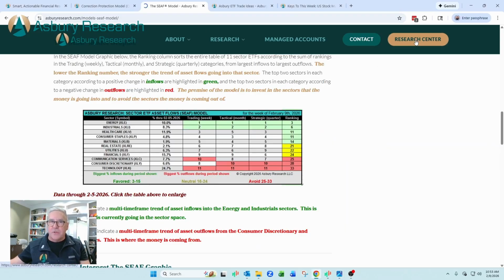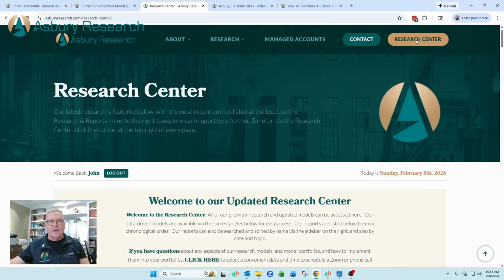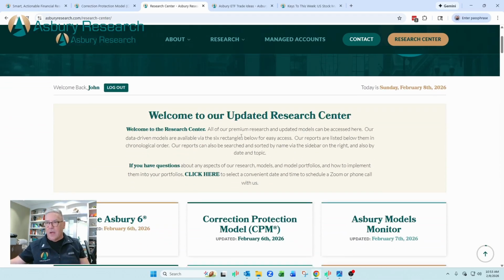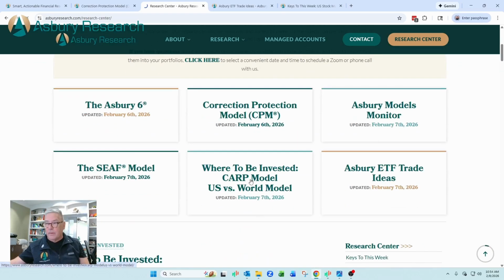So now that we're in the Research Center, for those of you that haven't gotten an initial Zoom call with us, this is where you sign up for it. Right here at the top of the Research Center, if you have questions about any aspects of our research models or portfolios, click here, and that will open up to a calendar where you can pick a time and a date that's convenient for you, and we will meet on Zoom. We'll spend 30 minutes with you, and we'll try to get you up and running faster. Or if you're an existing client and you just have a few questions, that's where you set up some one-on-one time with us. So let's go to CARP.